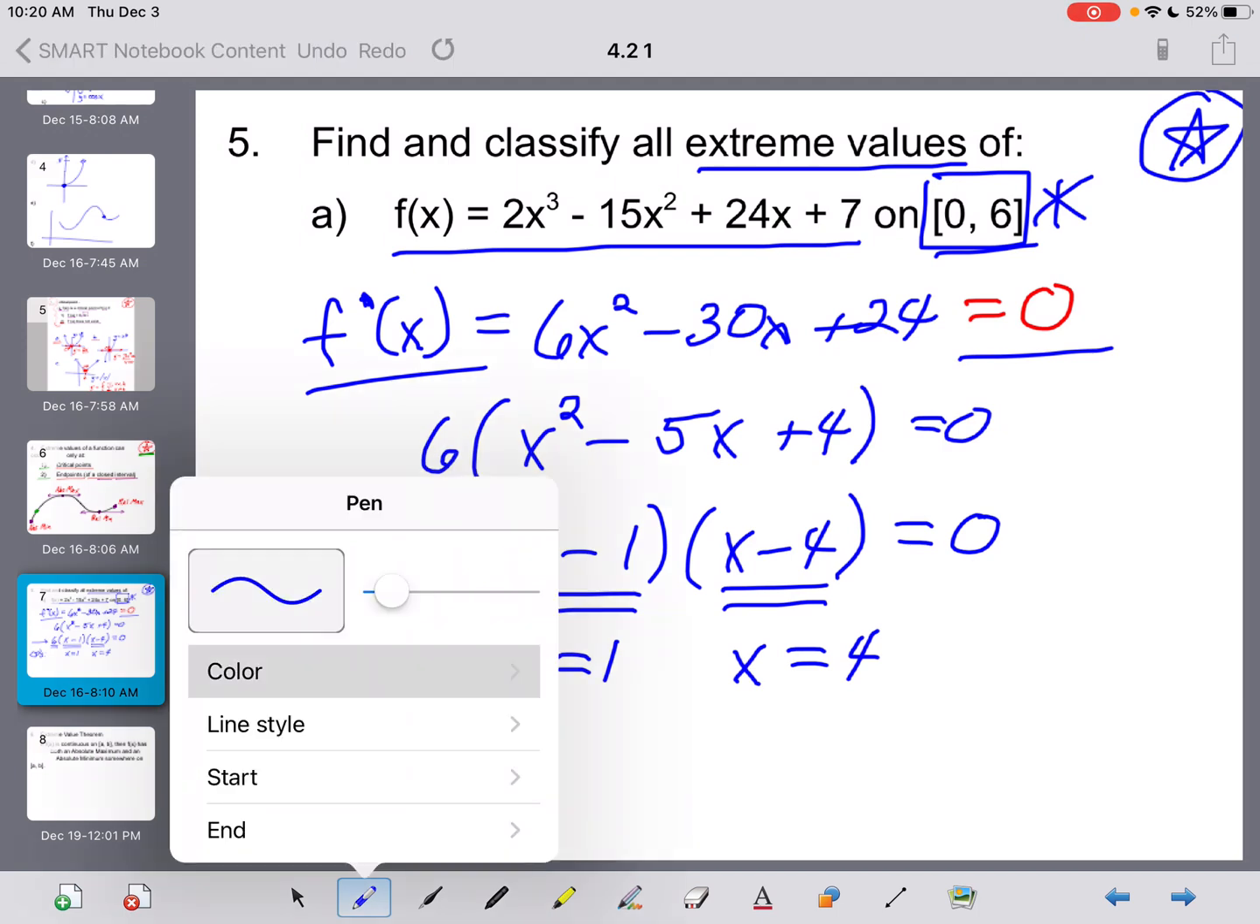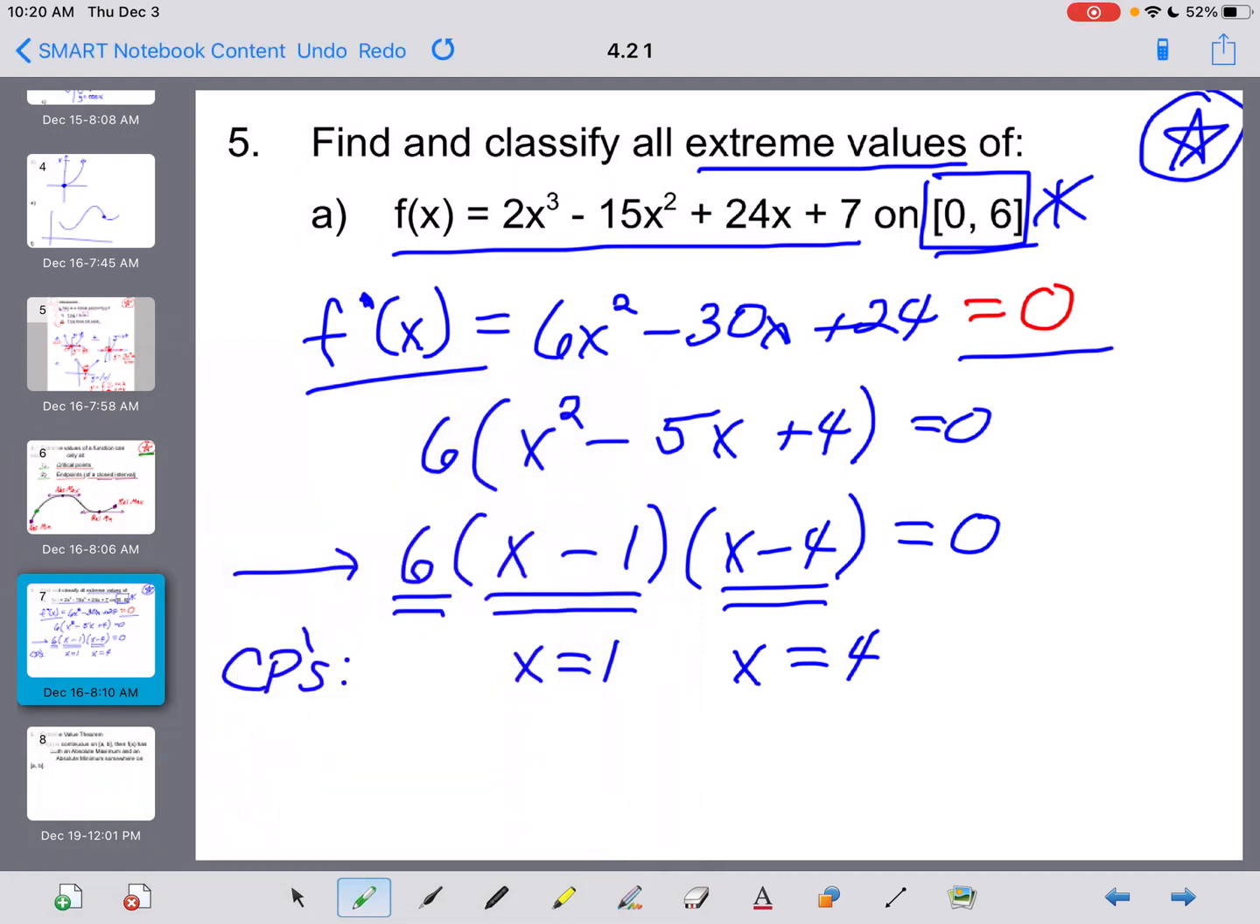So what's important to understand right now is that we have identified 4 potential points for extreme values. The 2 endpoints right up here at 0 and 6, and then the 2 critical points right here at 1 and 4. And we're going to need to figure out what the y value of this function is at all 4 of those points before we know for sure what's going on. So I'm going to write them in order, everybody. 0, 1, 4, and 6.